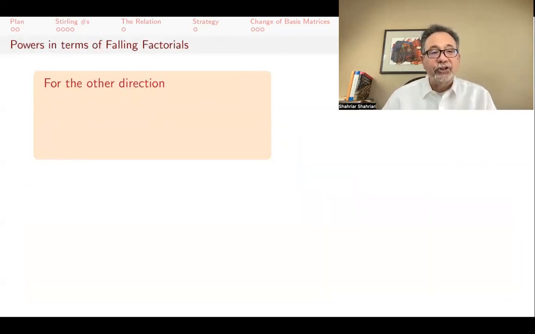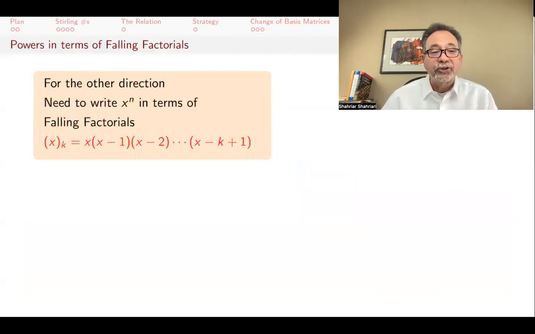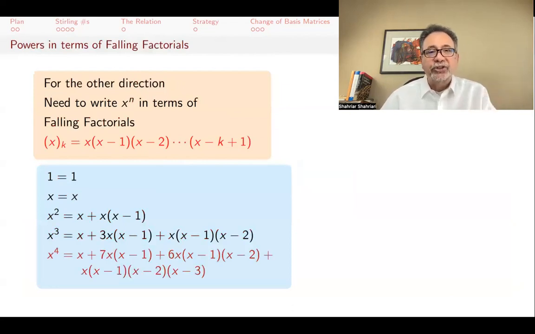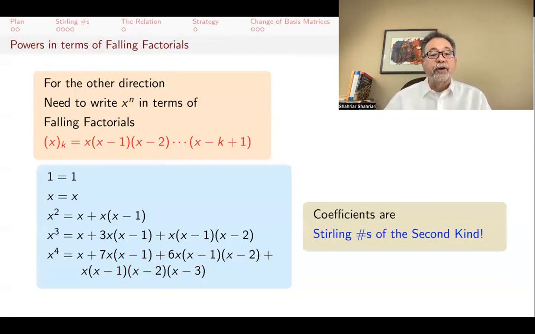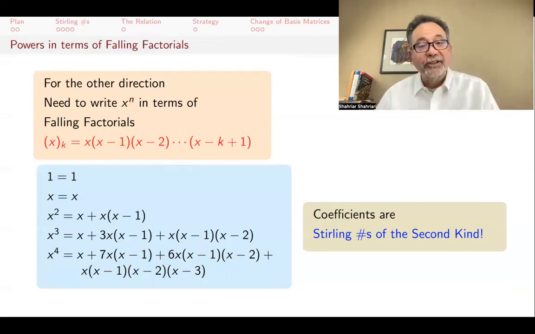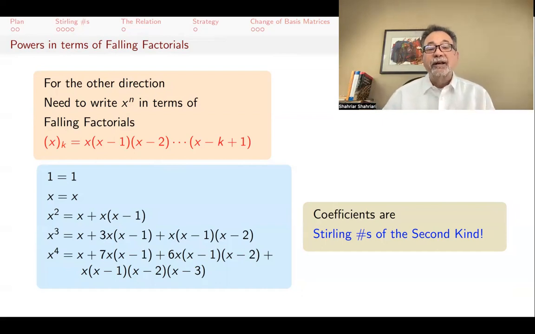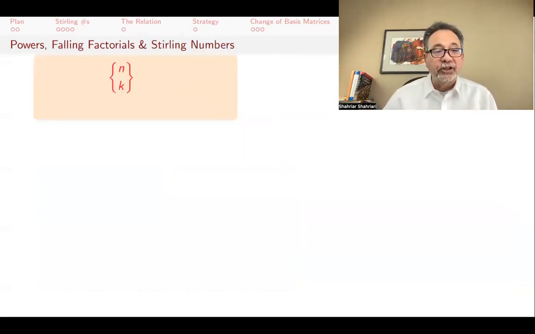So for the other direction, I will actually say something about the proof. In fact, I'll give you the complete proof. So now we need to write x^n in terms of falling factorials. This is sort of harder to actually do. It's not just multiplying out. You will see that the coefficients are the Stirling numbers of the second kind, and there are no negatives either. So if you take powers and write them this way, you do get Stirling numbers of the second kind walking in there and showing their face. Surprising. And so that actually does need a proof.